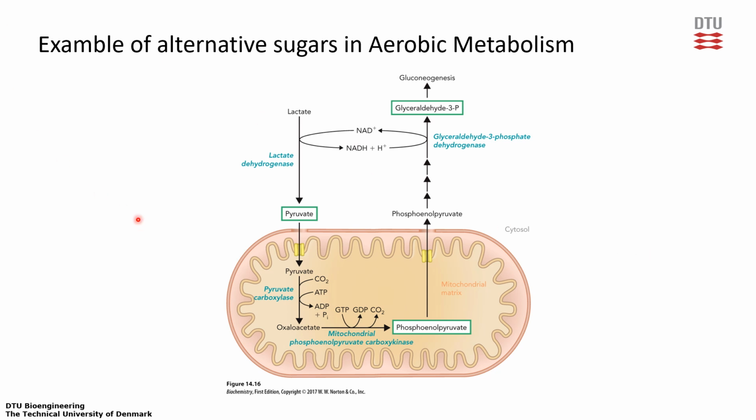So I mentioned previously that the phosphoenolpyruvate carboxykinase normally takes place in the cytosol. There are some situations where this actually happens in the mitochondria. One example of that is if we have a lot of lactate buildup in the cells, then we first have a dehydrogenase that makes pyruvate and that transports a lot of pyruvate across the membrane.